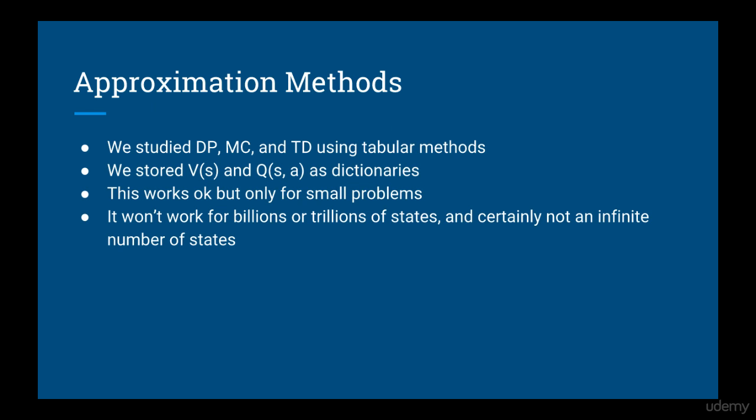We studied dynamic programming, Monte Carlo, and temporal difference learning in the context of tabular methods. In other words, we treated V and Q like a dictionary indexed by state and action. This works fine, but only for the smallest of problems. It's not going to work for games with billions or trillions of states, and it certainly won't work for games with an infinite number of states. This is where approximation methods enter the picture.